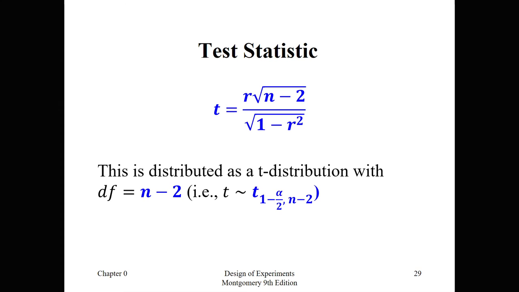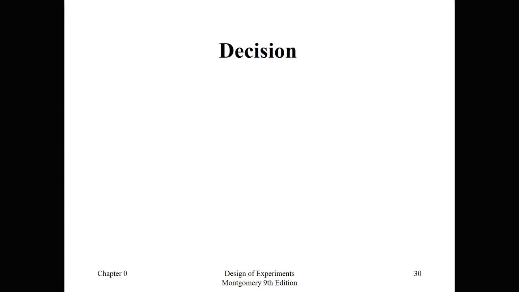So how many observations do you have? N minus 2. And again, it's the same thing. The test statistic t is distributed as a t-distribution with n minus 2 degrees of freedom, and again, for the critical value, we'd be looking at 1 minus alpha over 2 for a two-tailed test.